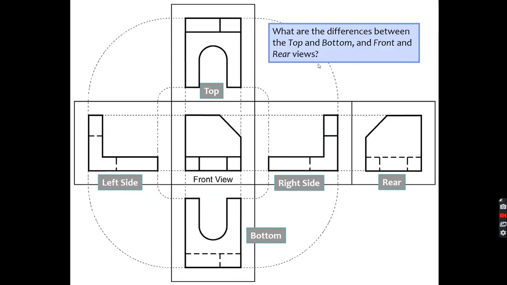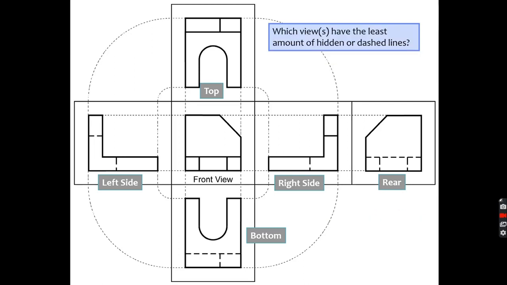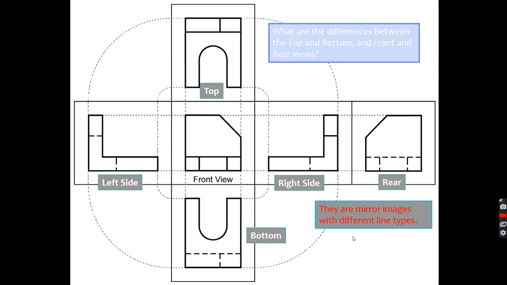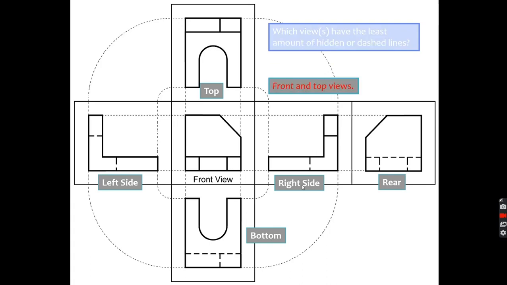What are the differences between the top, bottom, and front and rear views? Same thing. If you look at the front and the rear, they're the same. They're mirror images of each other except for the hidden lines. Okay, same for the top and the bottom. Okay, which view has the least amount of hidden lines? Or which views? Well, that would probably be the front, the right, and the top. Which view has the least amount of hidden or dashed lines? I think I just said that.